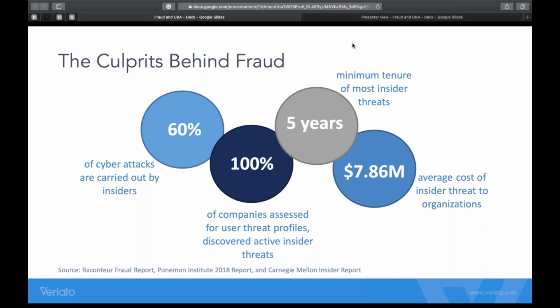But it's usually employees who have been around for a while, right? We're seeing that the employees who are inflicting some of these insider threats or this fraud usually have been with the company for a minimum of 5 years or more. And so these threats are people who know the ins and outs of the company, who know things very well. And of course, this can make successful attacks even more expensive. The average cost of a breach or an incident that stems from an insider threat is almost $8 million.